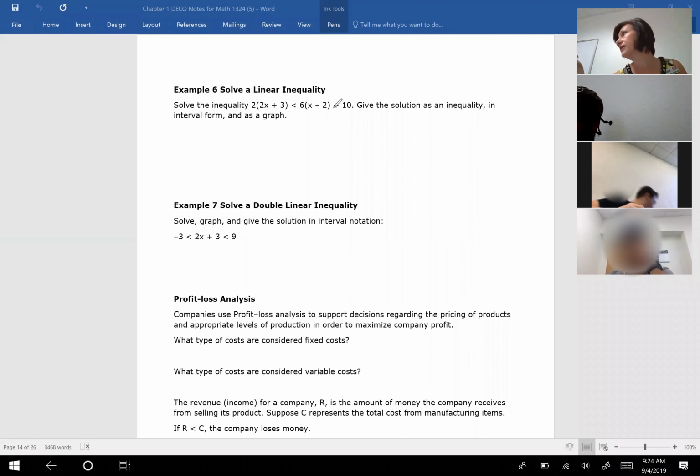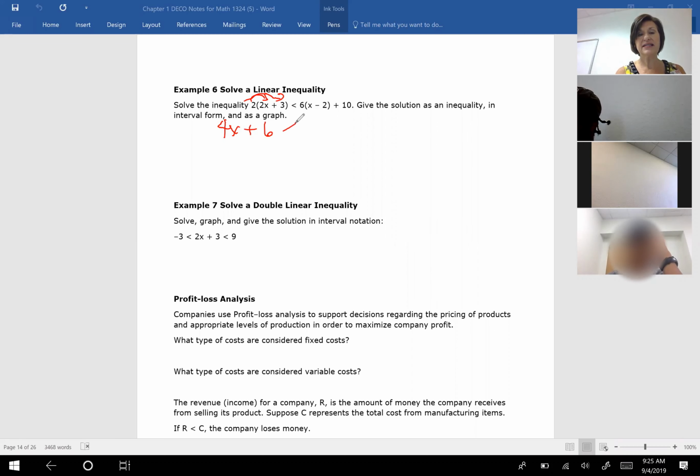Yeah, now when I look at parentheses, can I combine what's inside the parentheses? They're not like terms, are they? So how could I get rid of the parentheses? Use the, what's that property? Help us out, Terrell people. Distributive, there you go. So let's multiply everything in this first parentheses by 2. What are we going to get? 4x plus 6 is less than, and now let's take care of the right side.